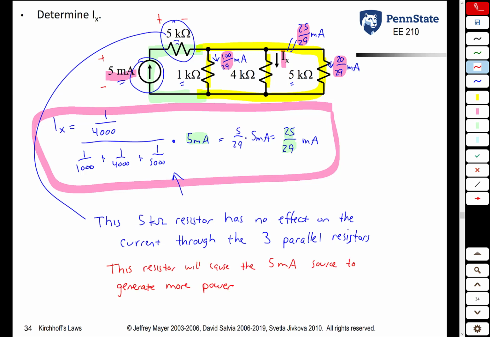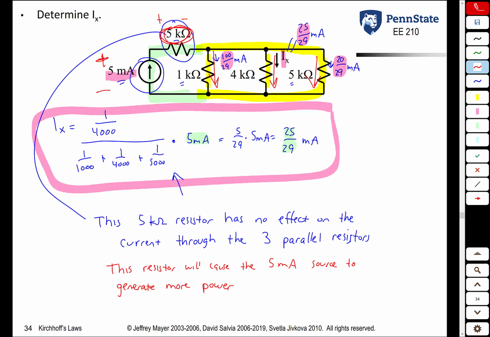So the bottom line, this 5 kilo ohm resistor here does not affect the currents through any of these three branches, but it does affect the voltage across the current source, which means it affects the power delivered by that current source. So it certainly has an effect on the circuit, but it does not have an effect on the other currents.